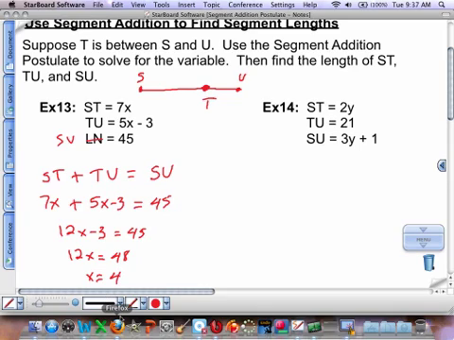Now here's the problem. Does that solve the problem? Read the directions again. What are you trying to do? Find the length of x. So we actually have to find the lengths of ST, TU, and SU. In order to find the length of ST, what do I need to solve for? Gotta plug x in. X we said was 4. 7x is 28. 5x minus 3 is 17. And therefore SU is 45. And we're done.